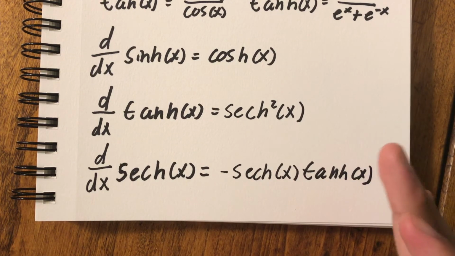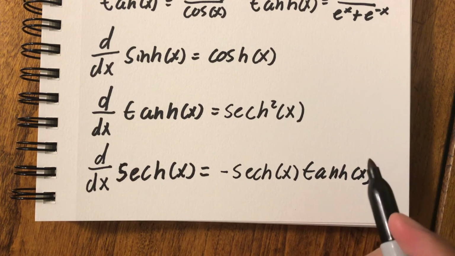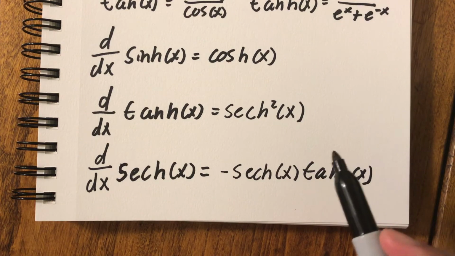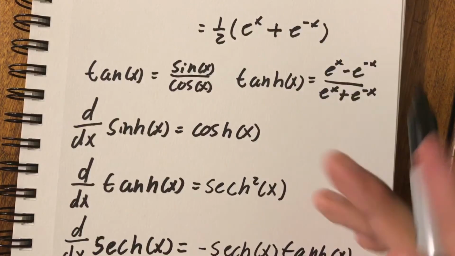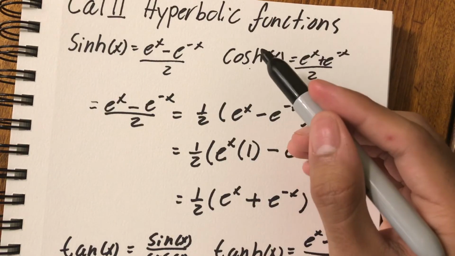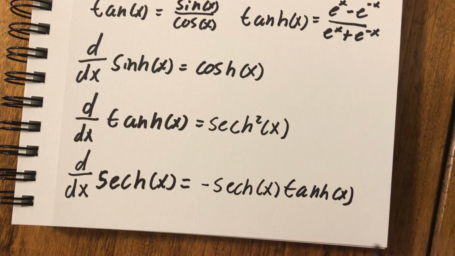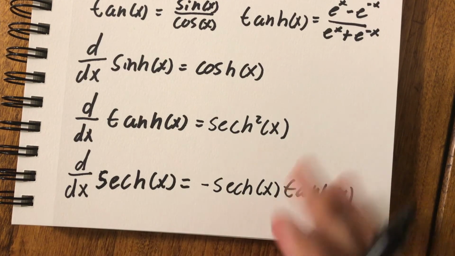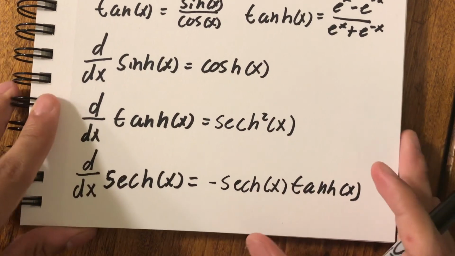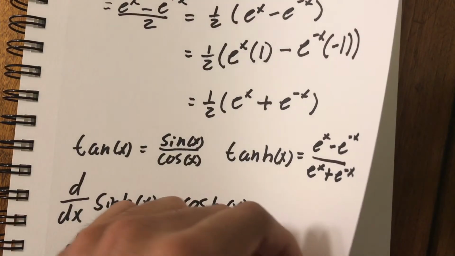My Cal2 teacher said that you can just think of it like the derivative of cosine, where normally it would be negative sine, instead the negative is over here. That's just another way to think about it. I just remember it like that. So I'm just going to write the rest of the hyperbolic functions and their derivatives, and that's basically all you'll need to know.